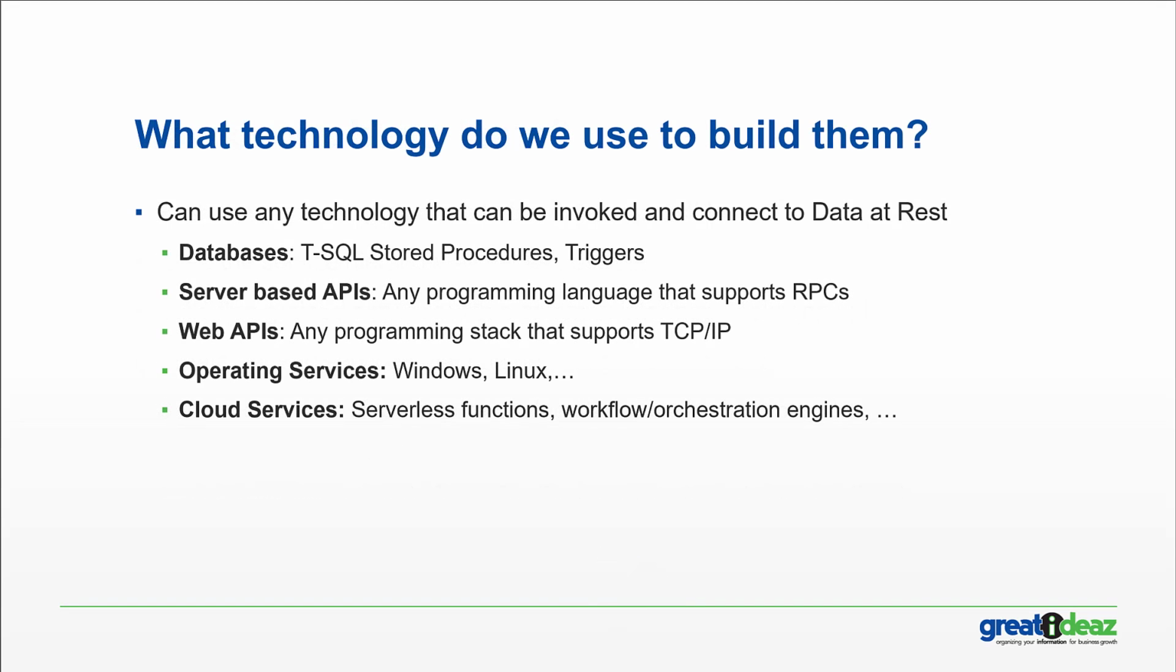So we've got these nano services. This seems to be a really good idea. And the question then comes is, what technologies do we use to build them? Are there any limits? And the answer is, in practice, yes and no. Essentially, we can use anything that you can invoke and connect to data at rest. So absolutely anything on this list: databases, server-based APIs, web APIs, operating system services, cloud services, anything can be used to invoke workflow automation as long as we can connect it to data at rest.